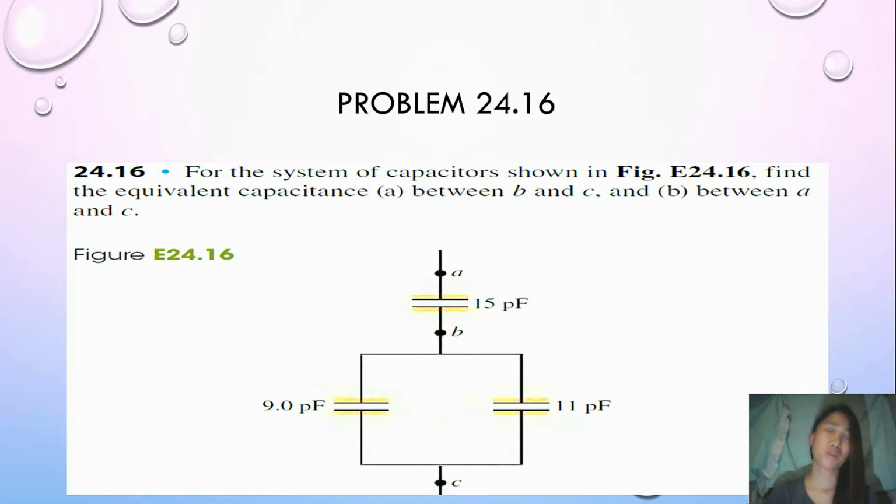So what we're going to solve today is problem 24.16. For the system of capacitors shown in figure E24.16, find the equivalent capacitance for letter A between points B and C, and for letter B between points A and C.